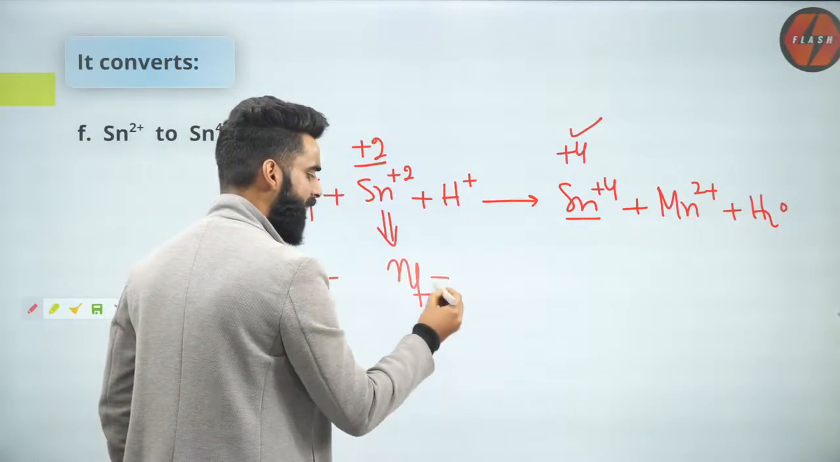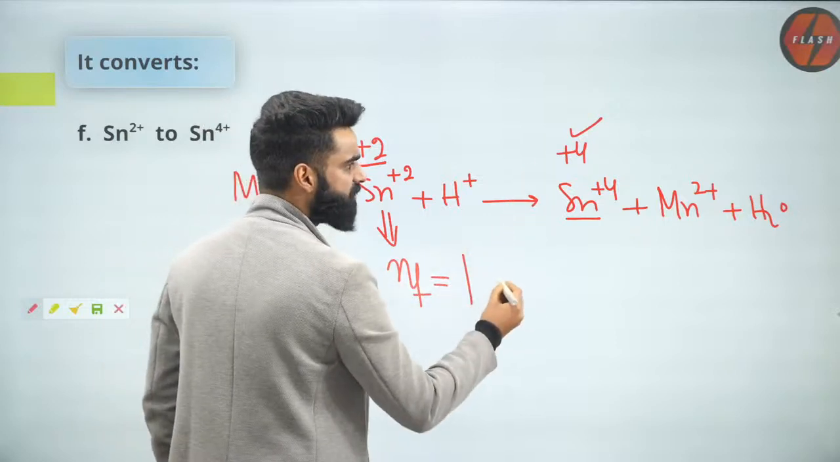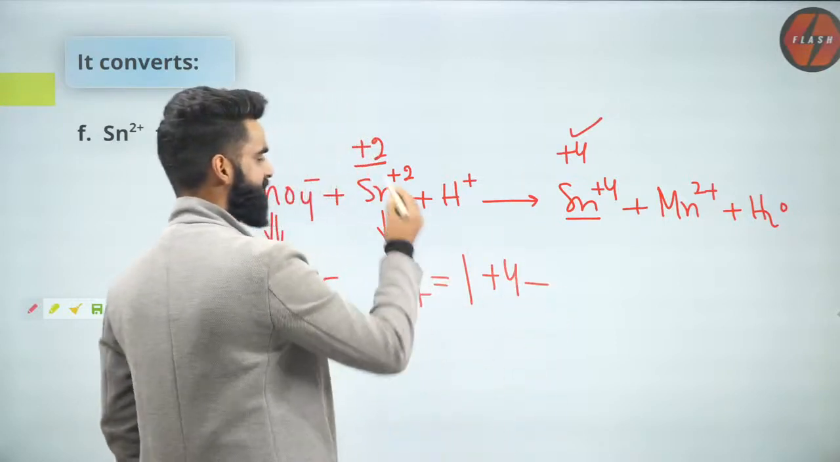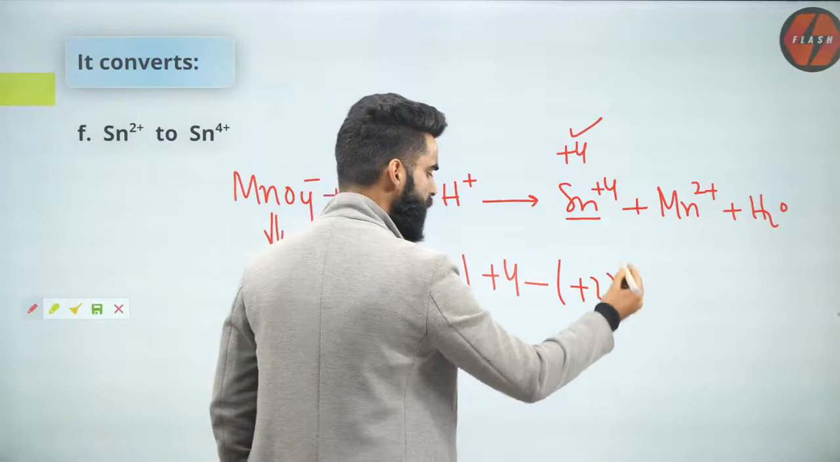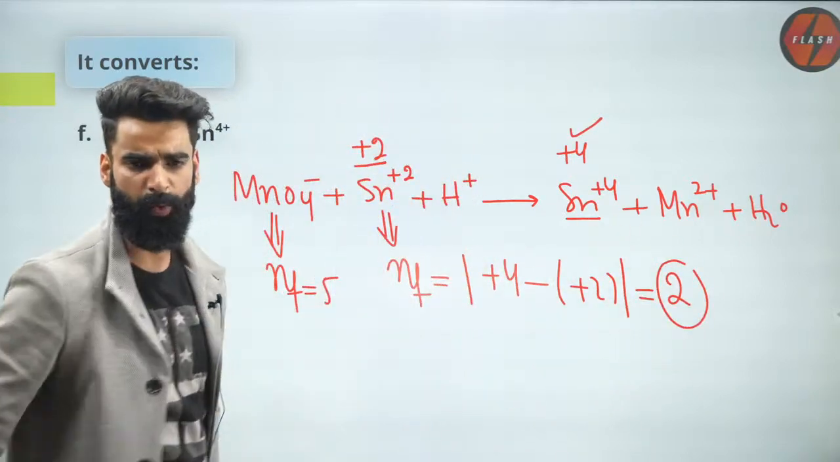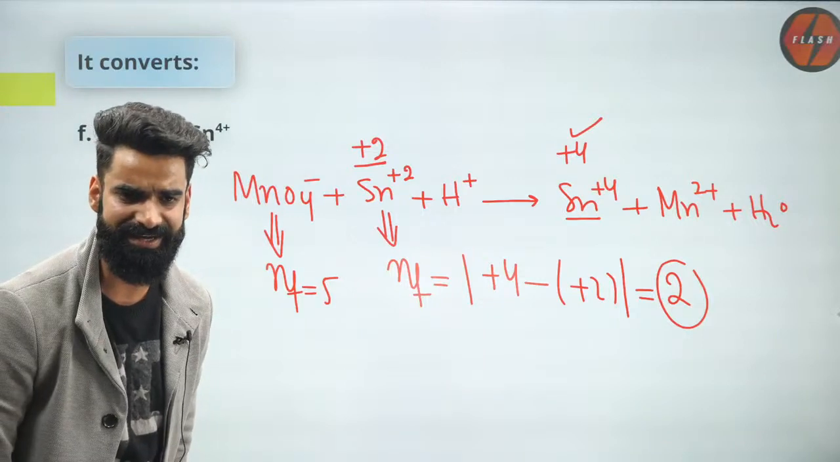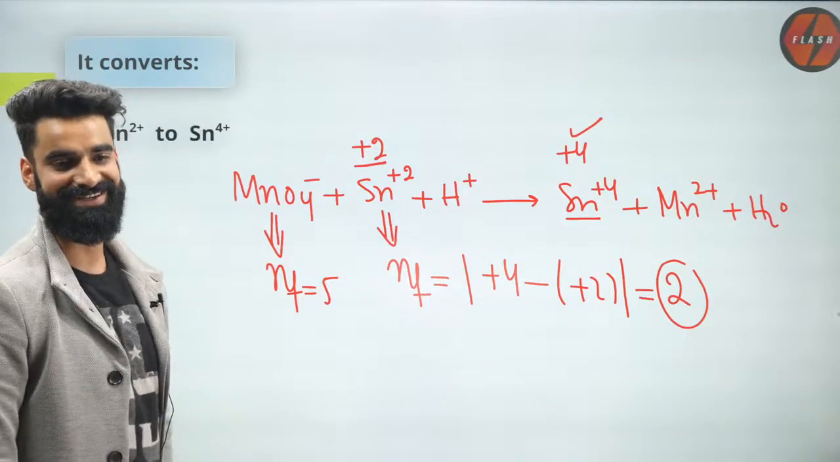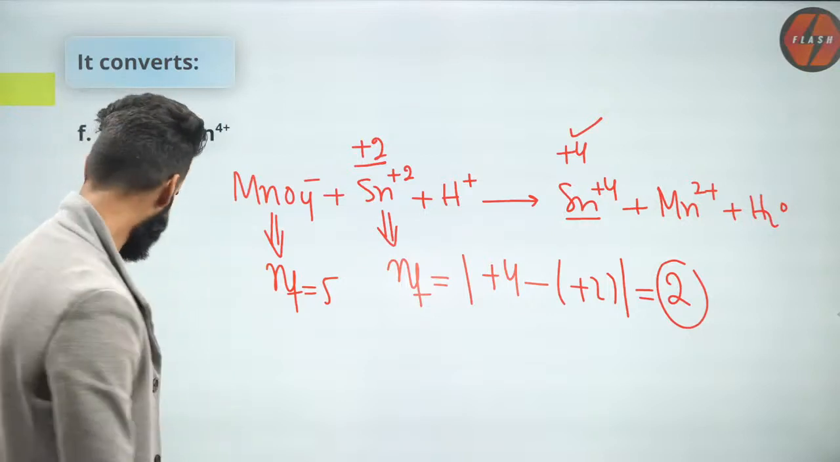N factor of tin over here is going to be equal to the final oxidation state of tin, which is +4, minus the initial oxidation state of tin, which is +2. The value will come as simply 2. So 2 is the N factor of tin over here. Is this clear? Wonderful. Great.